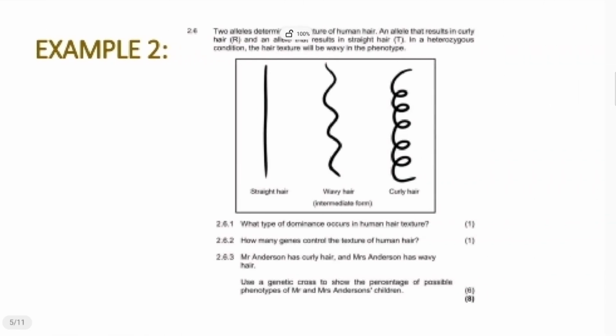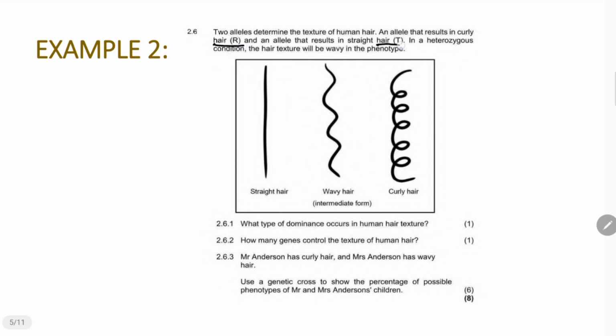Let's perform another example. So this is example 2. It says that 2 alleles determine the texture of human hair. An allele that results in curly hair, so to have curly hair, we know it is capital letter R. And an allele that results in straight hair, to have straight hair, that is capital letter T. And they say that in a heterozygous condition, the hair texture will be wavy.